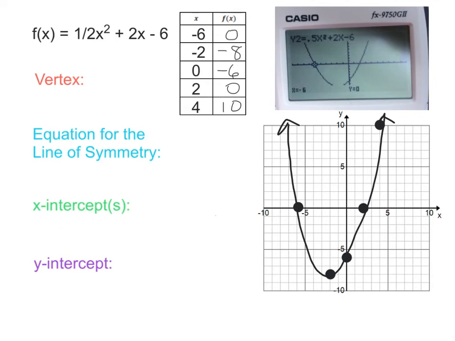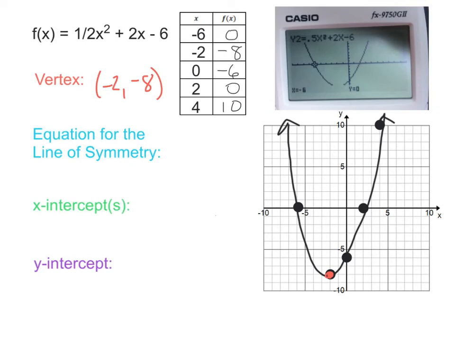Let's move along. The vertex. All right, well, the vertex we decided is the very lowest or highest point of a parabola depending on how it opens. And this opens up, it has a minimum. And so this point right here is our vertex. So we're going to go ahead and write that point is -2, -8, right? -2, -8. There's our vertex, and let me go ahead and put a red dot there for my vertex.